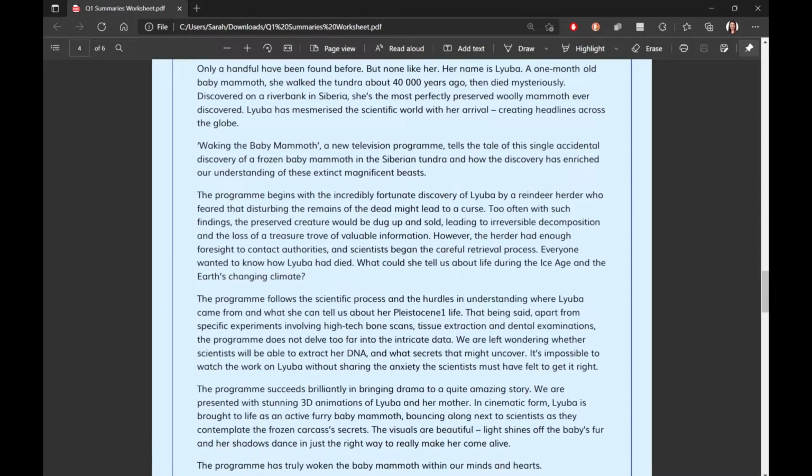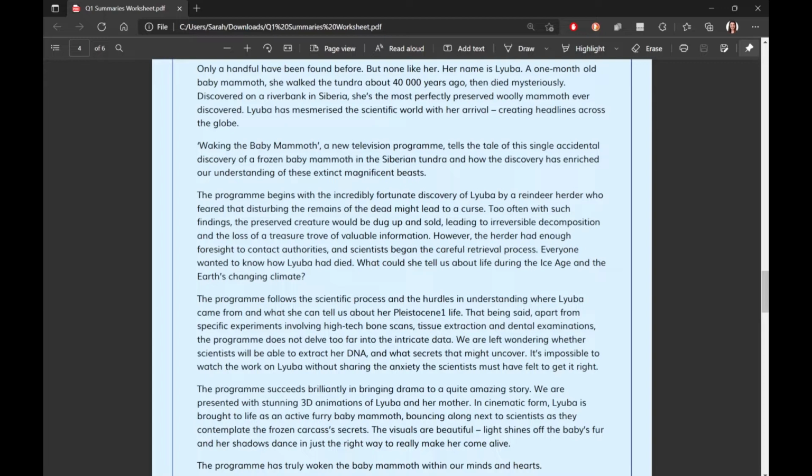Waking the Baby Mammoth, a new television programme, tells the tale of this single accidental discovery of a frozen baby mammoth in the Siberian tundra, and how the discovery has enriched our understanding of these extinct, magnificent beasts. The programme begins with the incredibly fortunate discovery of Lyuba by a reindeer herder who feared that disturbing the remains of the dead might lead to a curse.